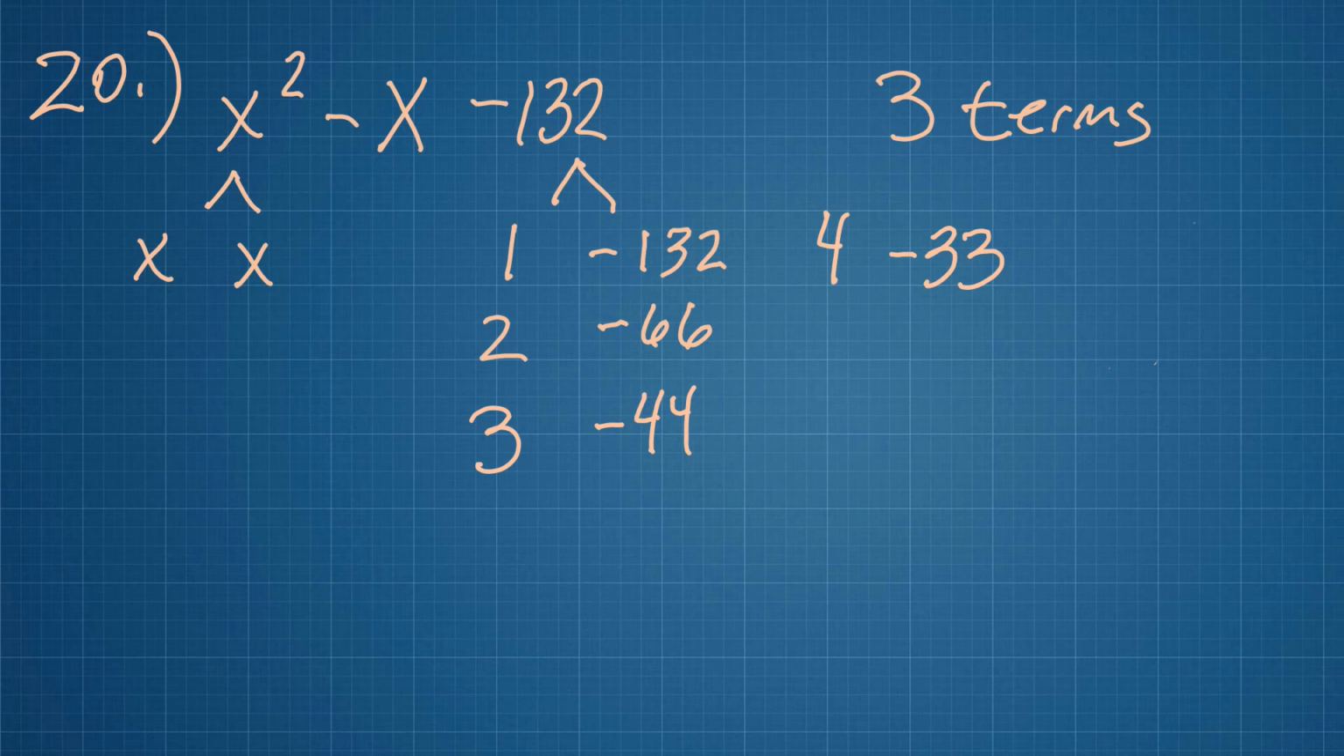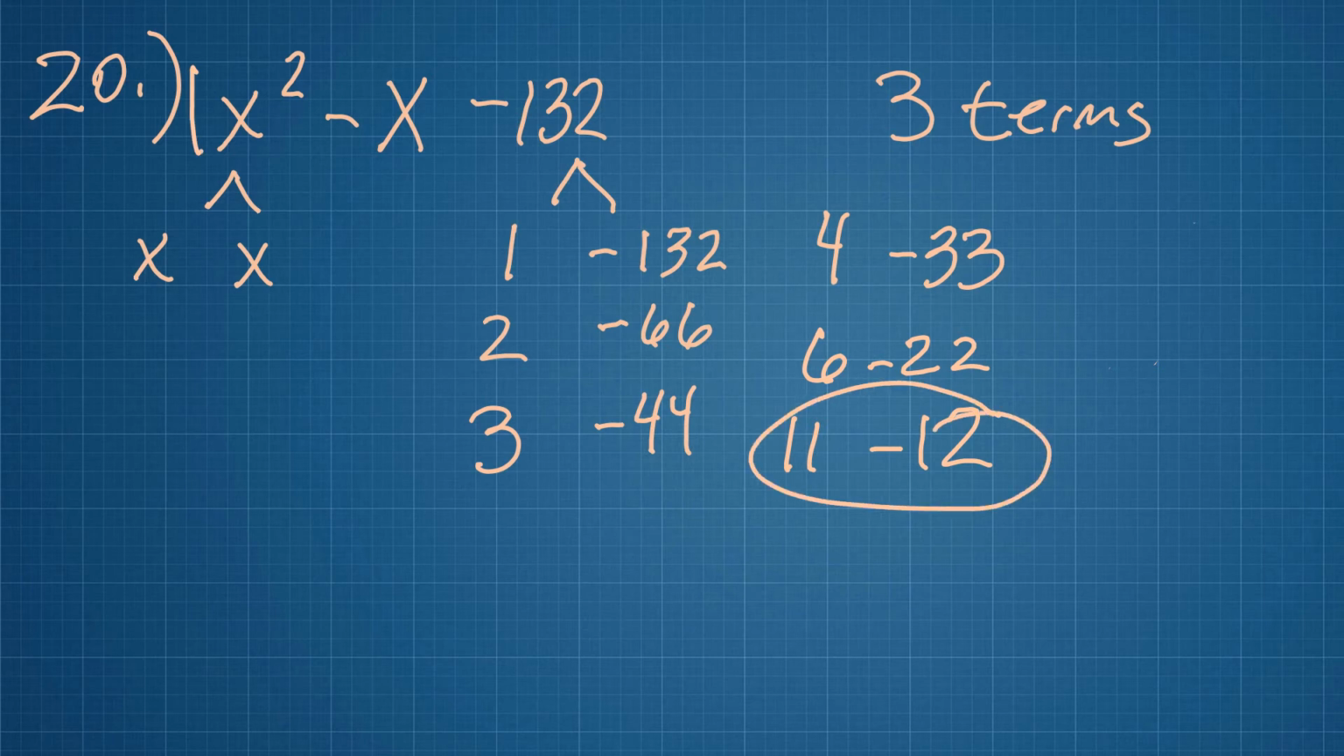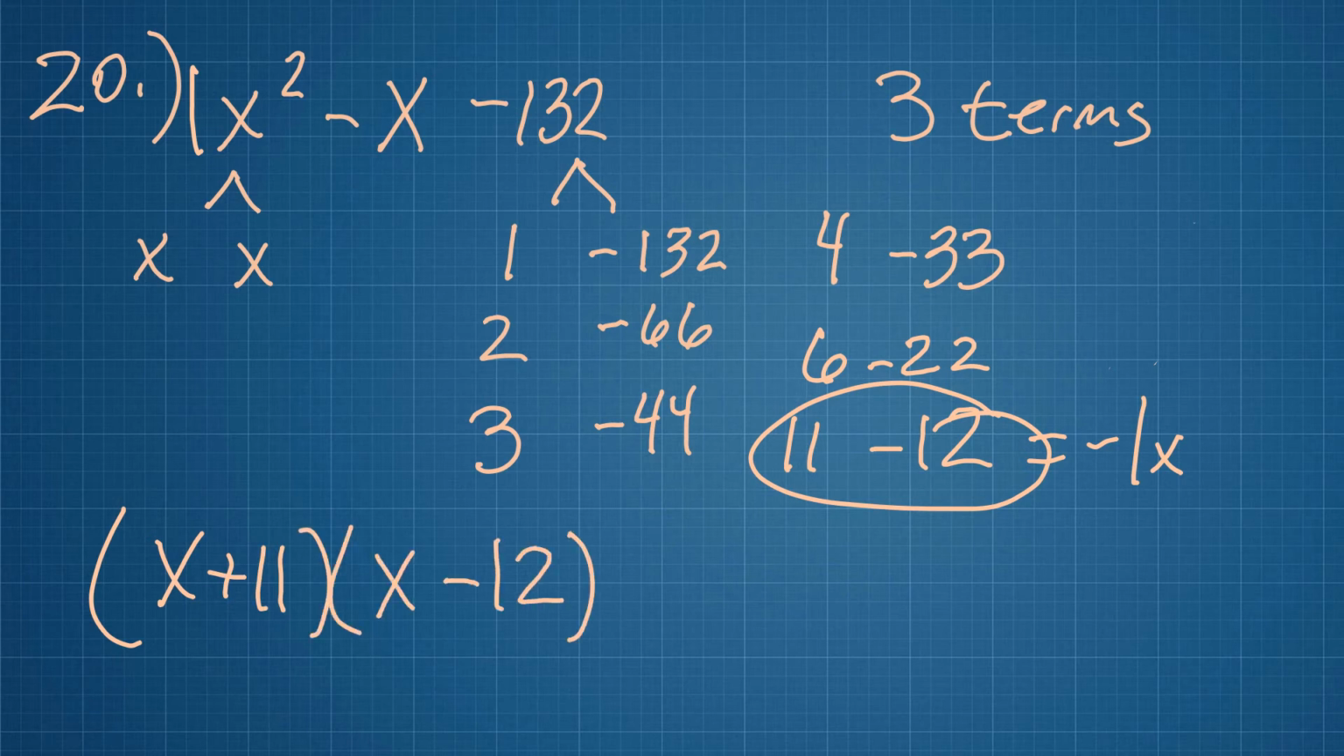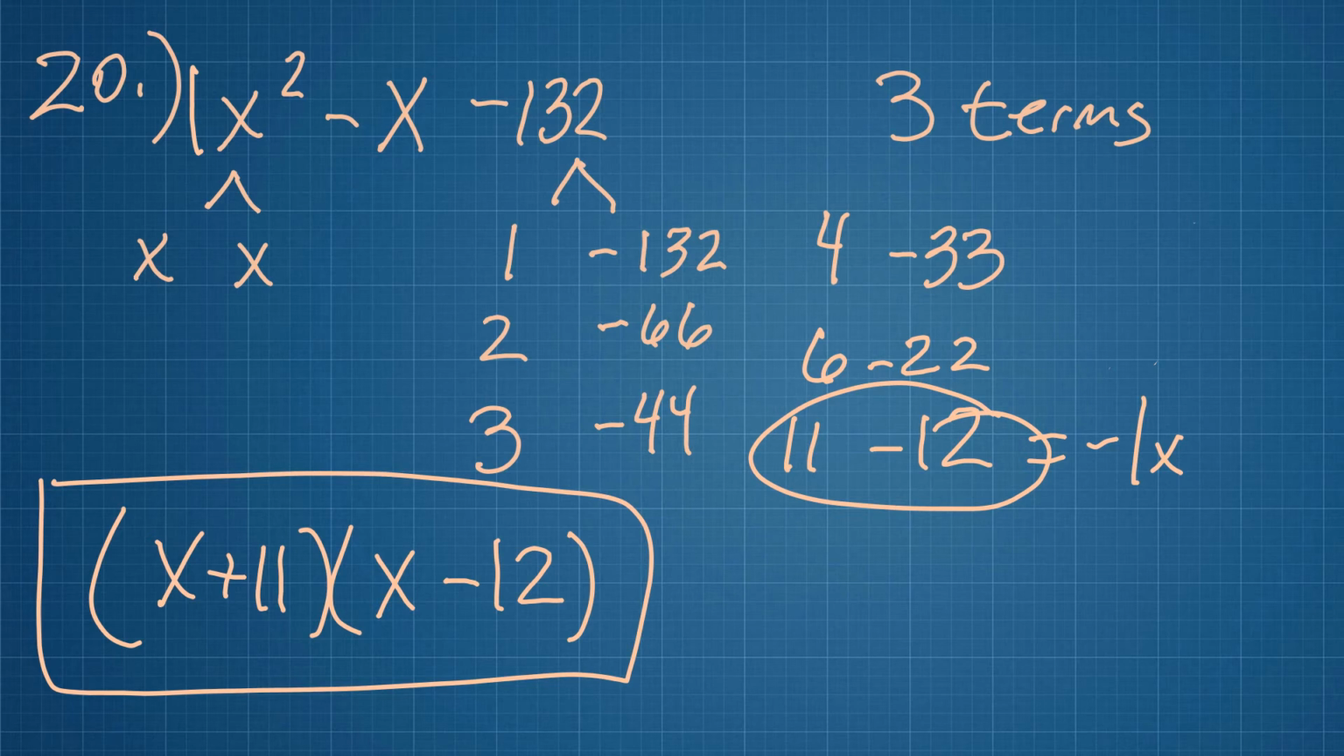I'm going to have 6 and negative 22, or 11 and negative 12. Now I see if any of these, because it's only a 1x squared, I'm going to use my shortcut and see if any of those add up. I see that 11 and negative 12 adds up to be negative 1. So that's going to be my answer. X plus 11, x minus 12. And that's it.